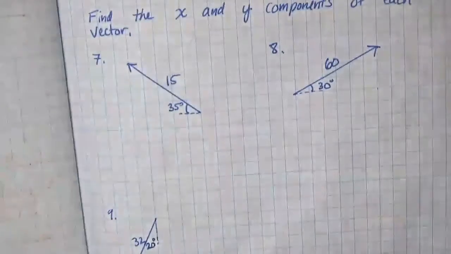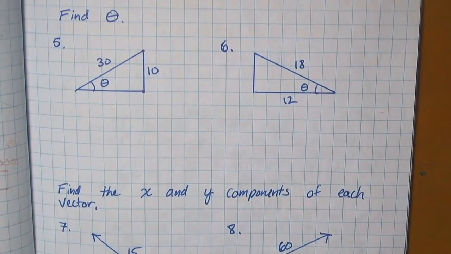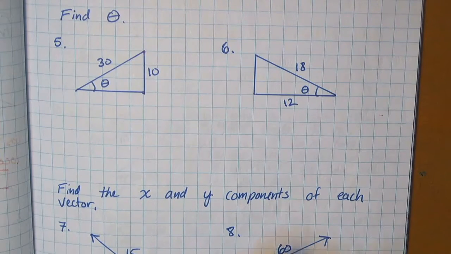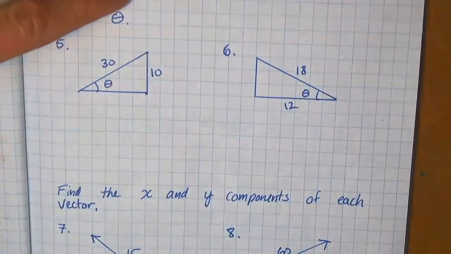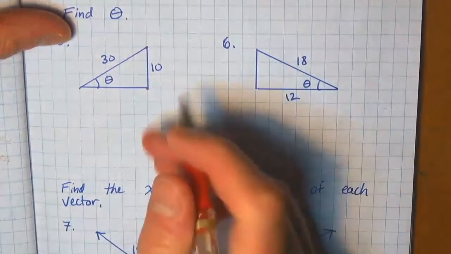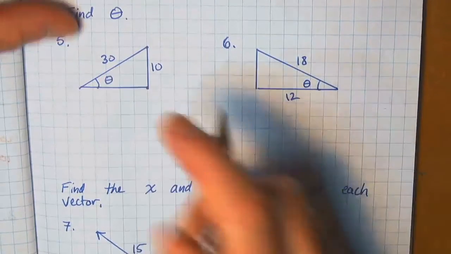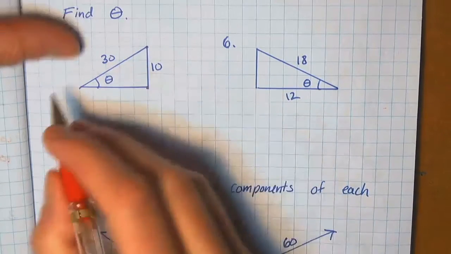Let's go ahead and look at page two. So in this case, we're looking for the angle. We have two sides of the triangle. We're looking for the angle. This is the opposite, right? 10 is the opposite, 30 is the hypotenuse. So that's going to be sine, because sine has the opposite and the hypotenuse.